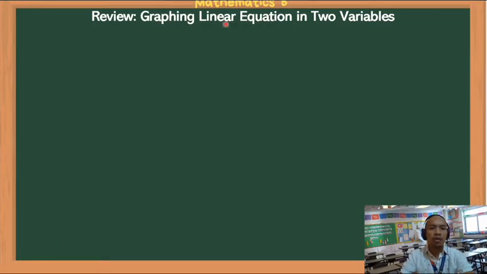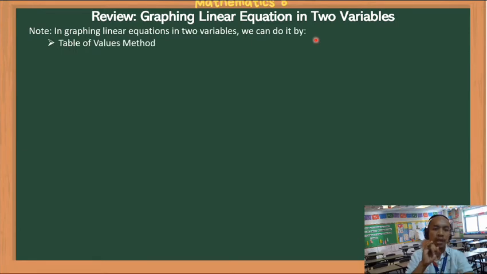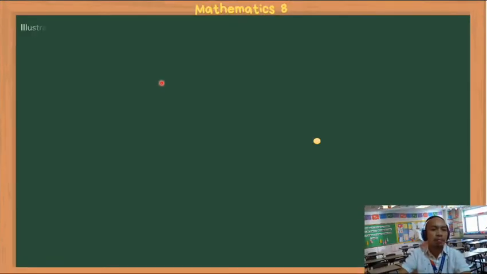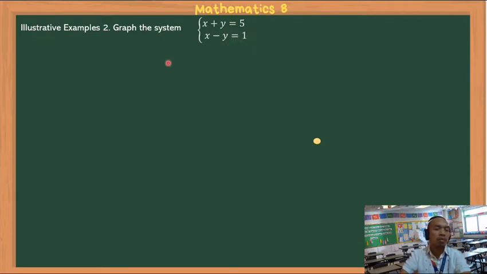In your previous lessons, you were taught how we are going to graph linear equation in two variables. We can do it in three different ways. First, table of values. Second, the intercepts method. Thirdly, the slope-intercept method. So let's have an example. Graph the equations x plus y is equal to 5, x minus y is equal to 1. This is the given equation, our first example. So we will do it using the intercepts method.